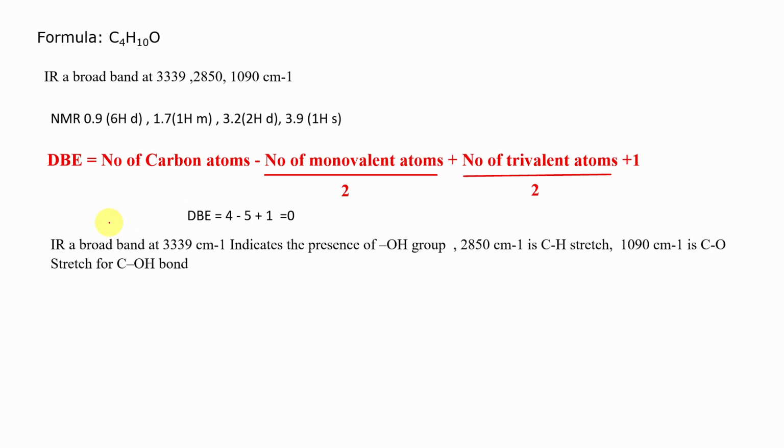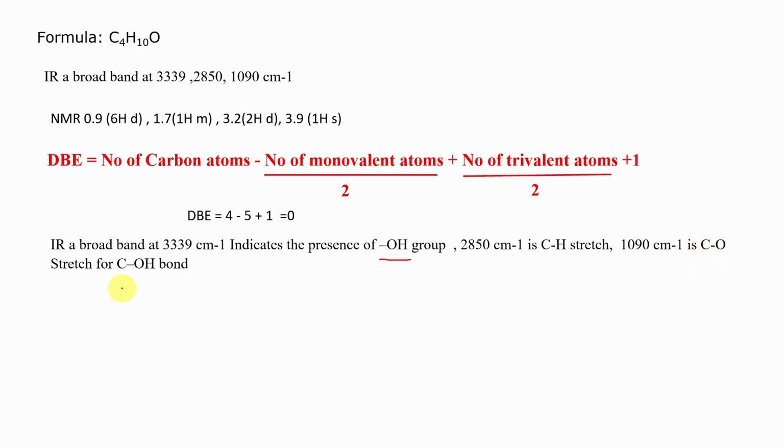The IR values give a broad band at 3339, which indicates the presence of an OH group, maybe of alcohol. Then 2850 cm⁻¹ is a typical carbon-hydrogen sp3 stretch, and 1090 cm⁻¹ is the carbon-oxygen stretch, for the carbon single bond to OH.